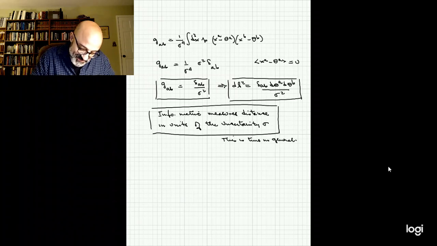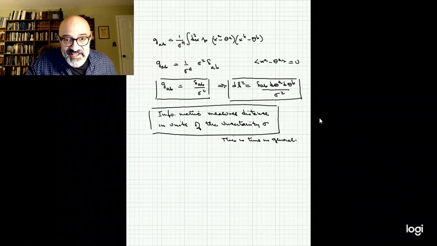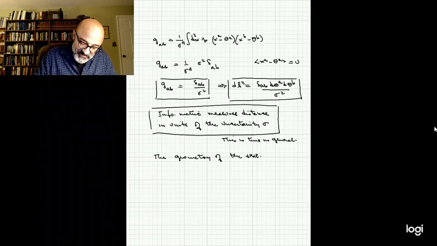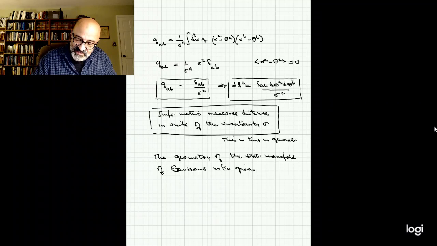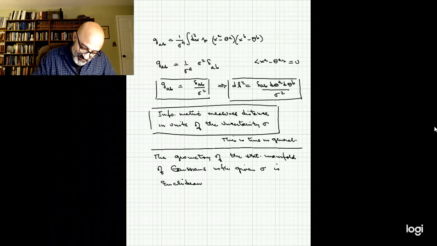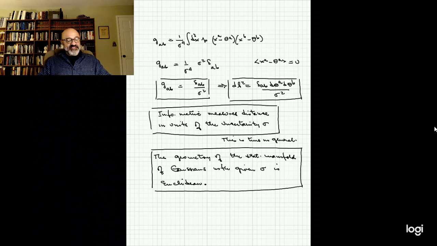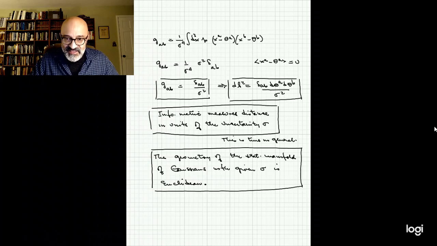Very interesting. Comments? So here we have an interesting result. The metric for the geometry of the statistical manifold of Gaussians with given sigma is Euclidean. This is a result that I find particularly provocative. And what I mean by this is the following.